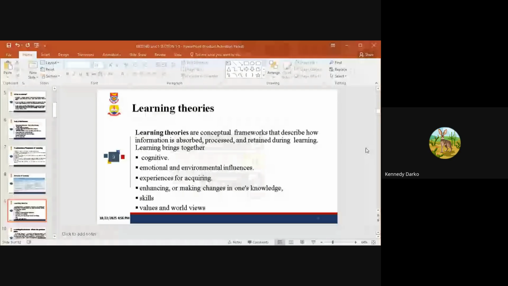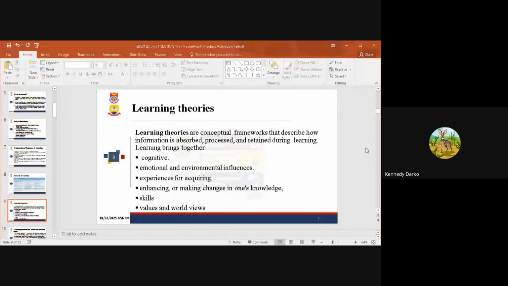All right. So, learning theories. When we talk about learning theories, we are looking at the learning and the theories that are backing it. So what is a learning theory? It's a conceptual framework that describes how information is absorbed, processed, and retained during the learning process. So what does learning bring? Learning puts together the cognitive, emotional, and environmental influences, and experiences for acquiring knowledge.